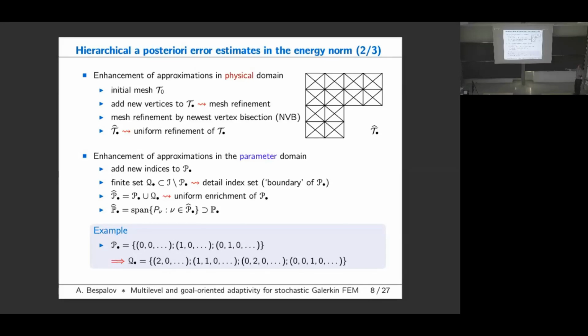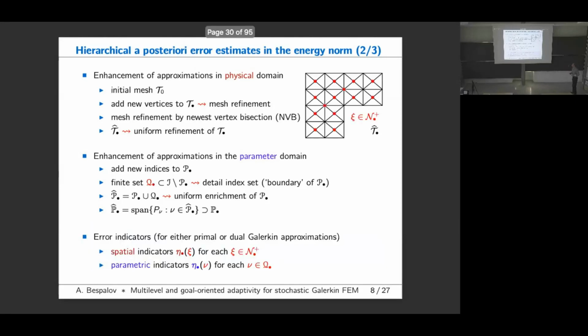And you add your boundary to the current index set, you get this enhanced index set P hat, and you form the polynomial space based on the enhanced index set. So this is enrichment.